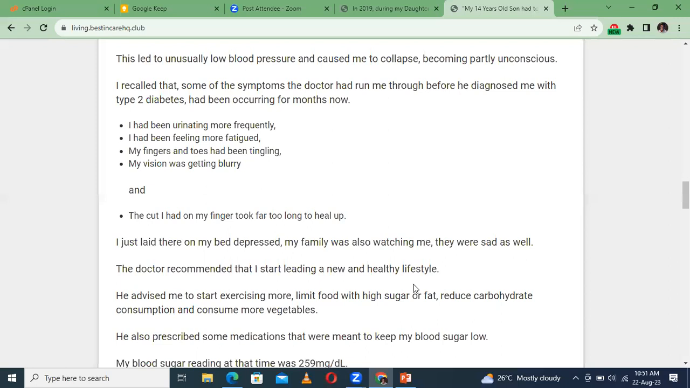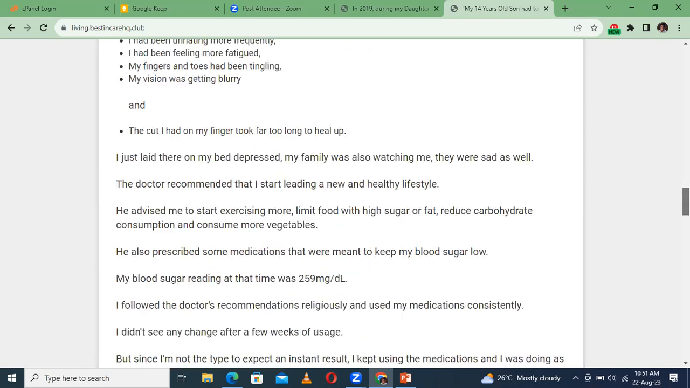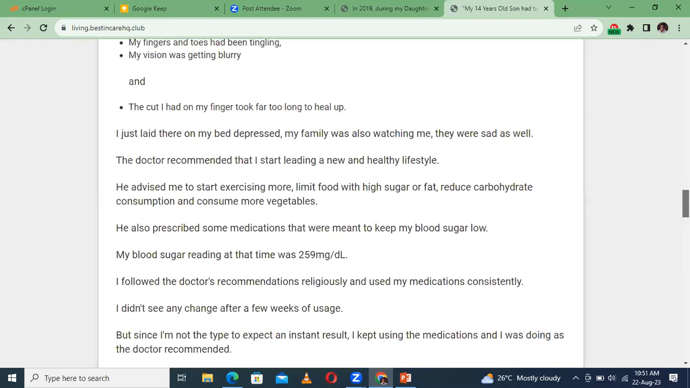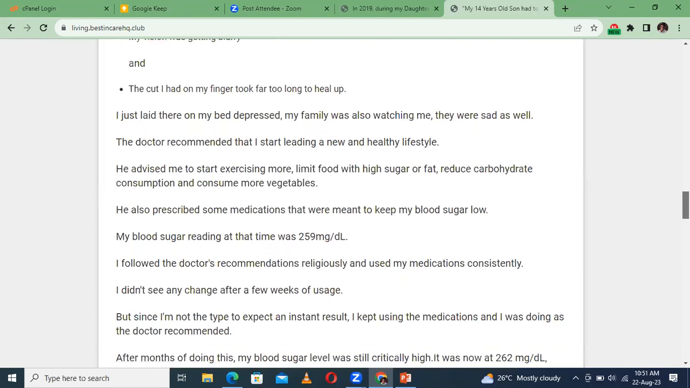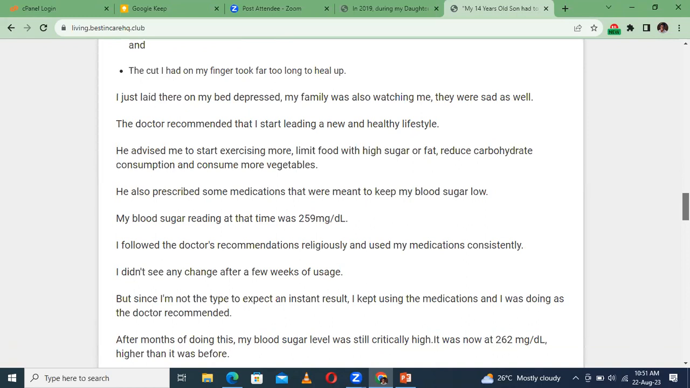I just laid there on my bed, depressed. My family was also watching me. They were sad as well. The doctor recommended that I start leading a new healthy lifestyle. He advised me to start exercising more, limit food with high sugar or fat, reduce carbohydrates, and consult types of medications that were meant to keep my blood sugar level low.